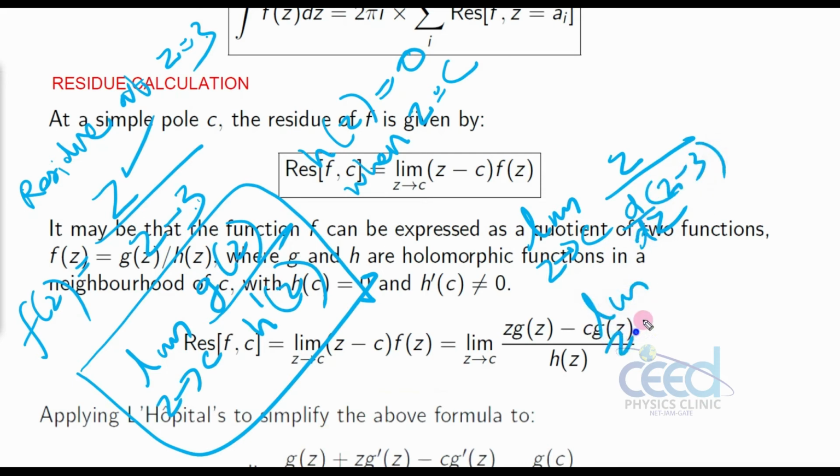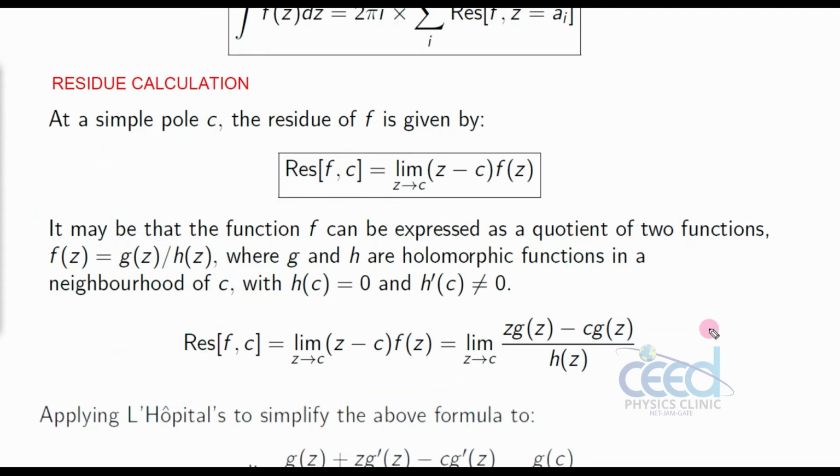So limit as z tends to 3. c is given as 3. Residue at 3 we want to find, so we replace c with 3. That is z divided by 1, so that is equal to 3. So the answer again is 3. That is also one method to calculate the residue. If the function is in quotient form, you can calculate the residue like this. Based on this we may do problems.